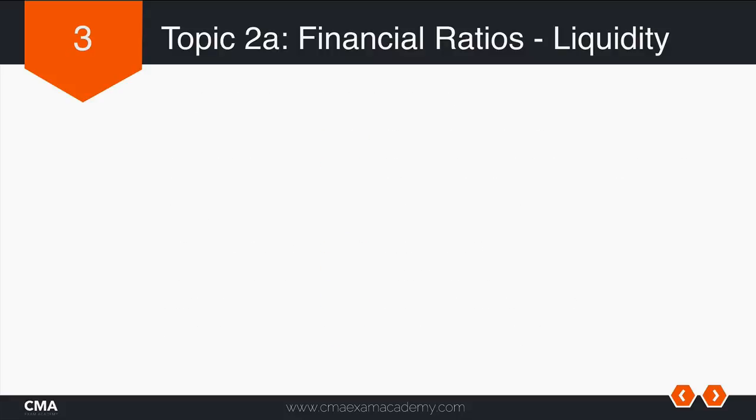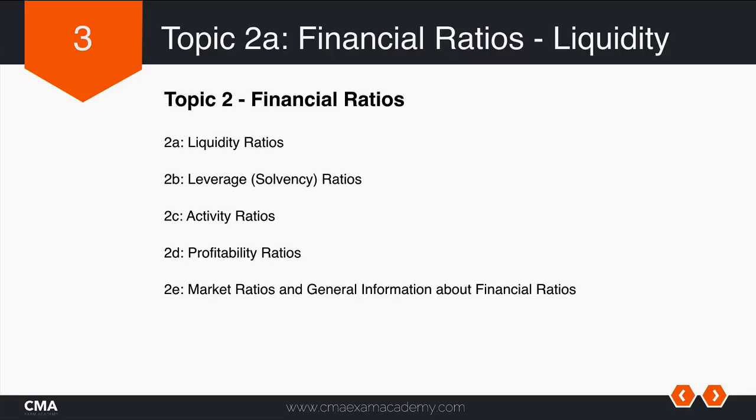Based on IMA's Learning Outcome Statements, LOS, our discussion on financial ratios will be divided into 6 parts. Those topics are liquidity ratios, leverage or solvency ratios, activity ratios, profitability ratios, market ratios, and the general information about financial ratios. In this lecture, we will first discuss liquidity ratios.